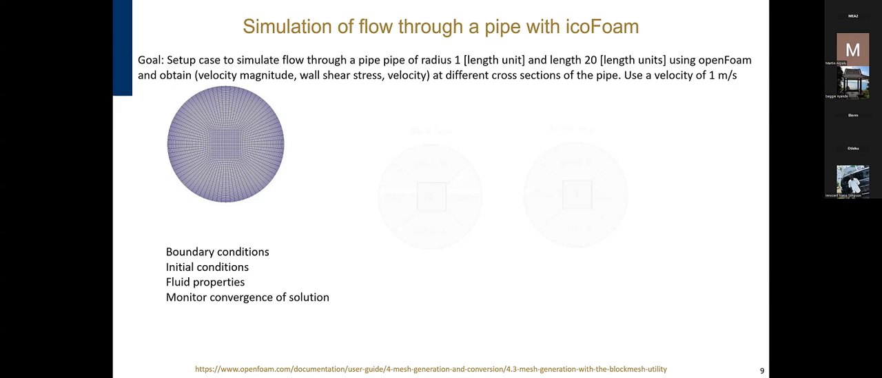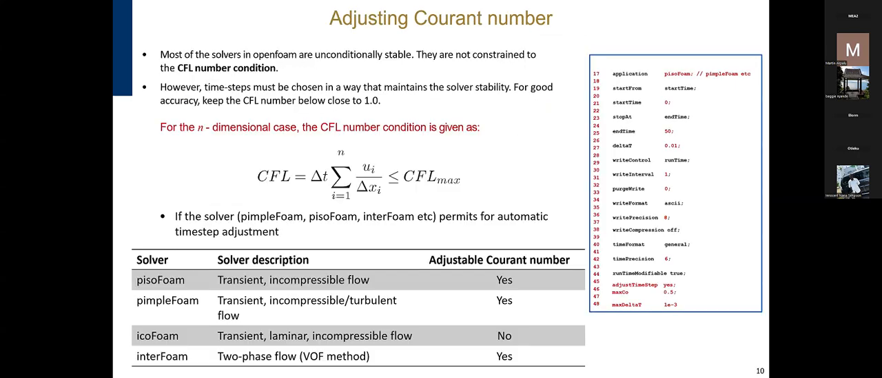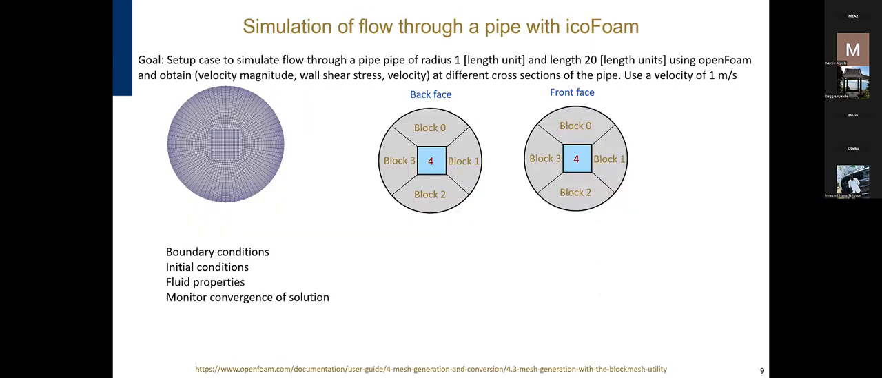Now, we started with this case, and we want to build up on it. You've seen that I've given you the geometry parameters, and I've also told you that you have to use a velocity of 1 meter per second. We are going to be assuming that the fluid is water, but we can ignore that for now and just proceed. If we proceed with this, you'd realize that we now need to define boundary conditions. We also need our initial conditions and fluid properties, and we have to monitor convergence. So how do we proceed? How do we do this?